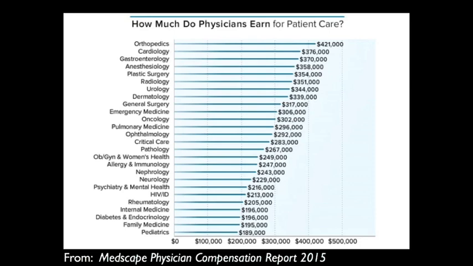Okay, what about just plain vanilla doctors, so people who go into family medicine who don't have to spend as much time in training? Family medicine is second from the bottom. They make $195,000, which is a lot, but relative to other doctors, they're some of the lowest earners.